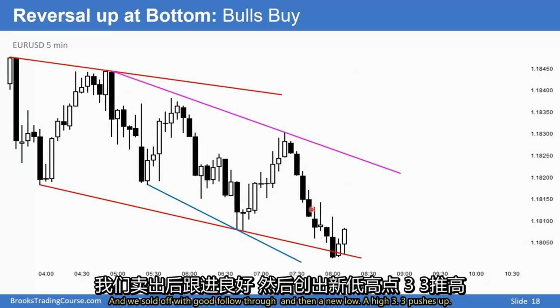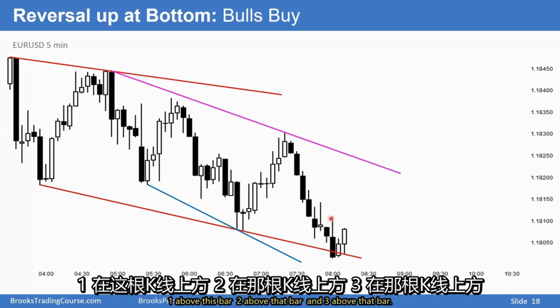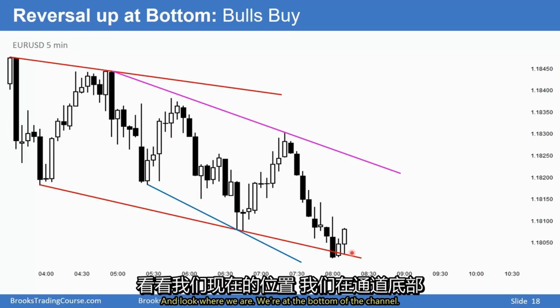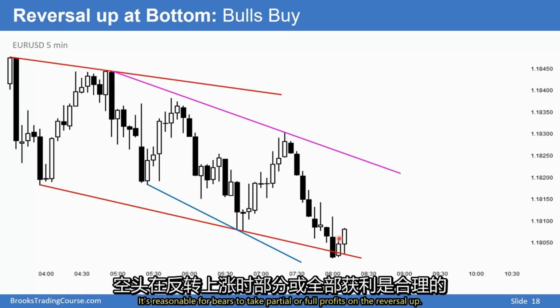And we sold off with good follow through and then a new low. A high three pushes up: 1 above this bar, 2 above that bar, and 3 above that bar. And look where we are. We're at the bottom of the channel. It's reasonable for bears to take partial or full profits on the reversal up.